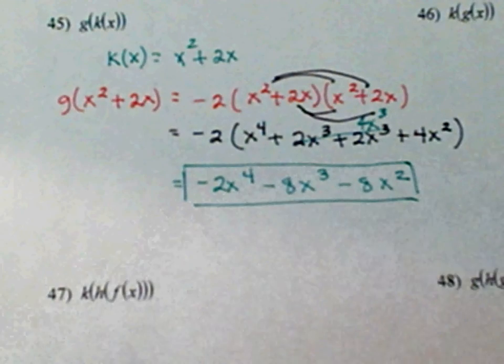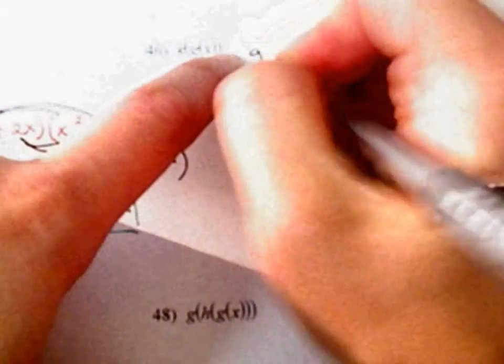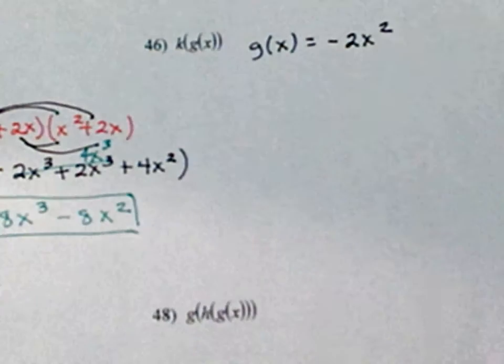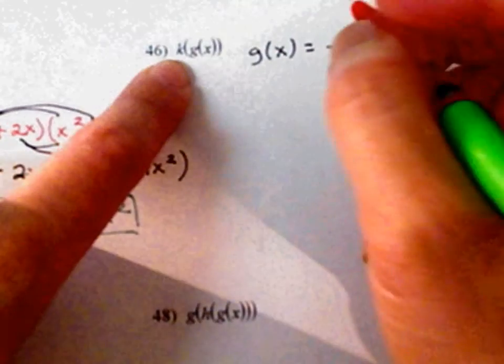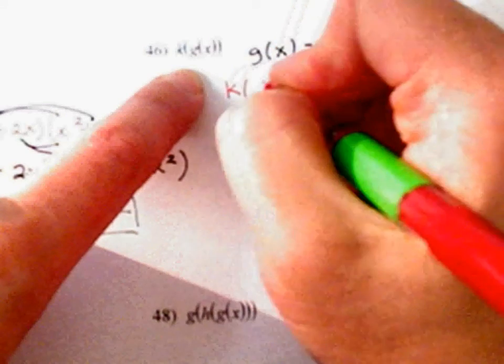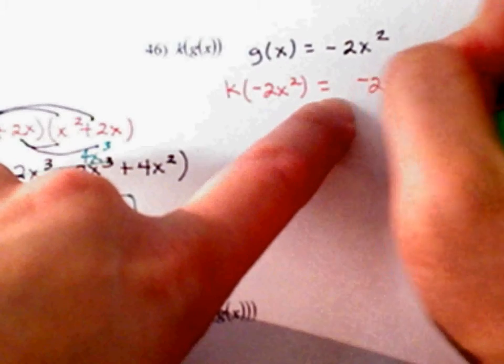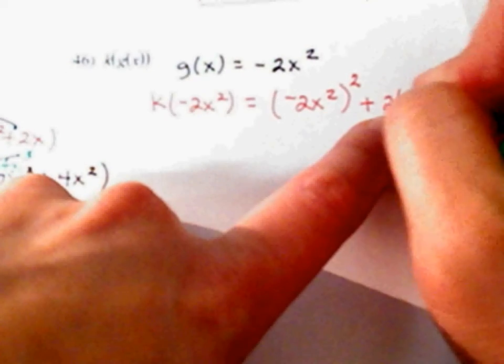Number 46, we're going to start off with g of x. Your g of x is negative 2x squared. Next, we're going to substitute negative 2x squared into your k. So let's take a look. k of negative 2x squared, right? So now you have negative 2x squared plus 2x. And what is your x? Negative 2x squared. All right, let's go ahead and simplify.